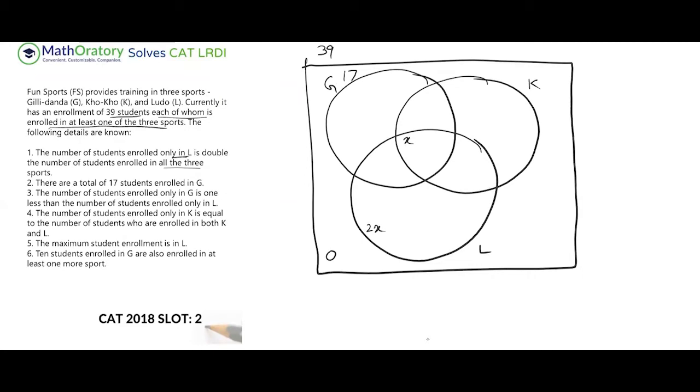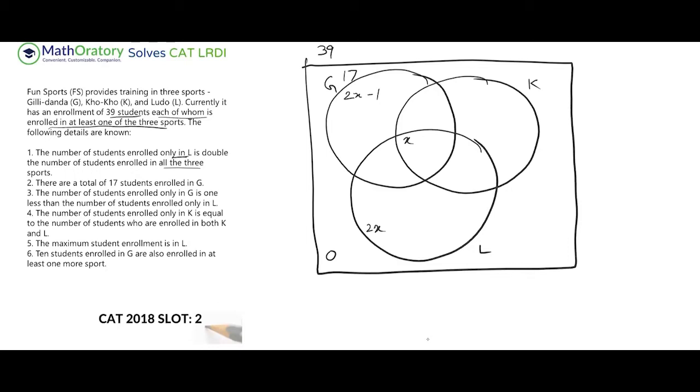So G is 17. The number of students enrolled only in G is one less than the number of students enrolled only in L. So this is also a relationship with this 2X only. So that's a good thing. Let's take that up directly. So this is 2X minus 1, right? One less than only L.